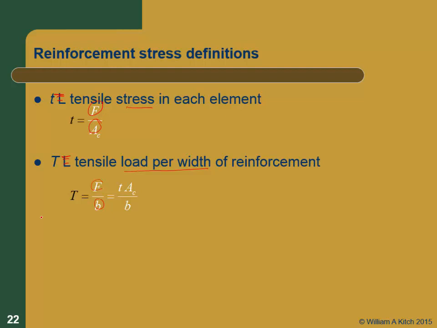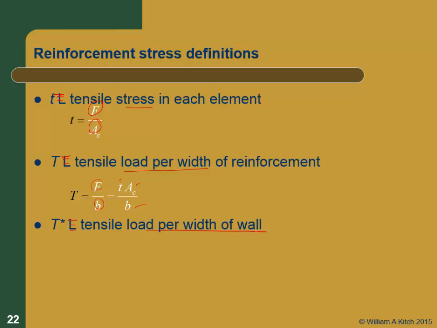Now, for bars, these are the same thing, but for grids, if you want to think about it, big T is like the load as if you had the grid all the way across it. So in this case, it's the thickness times the apparent area divided by B. So T star is the tensile load per width of the wall. This is the one we really want for design.